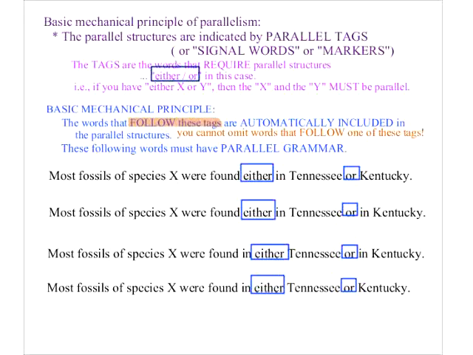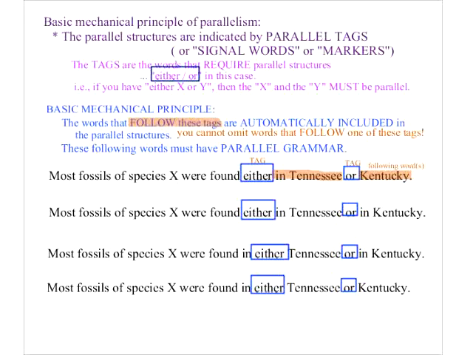So, for instance, this is a tag, or there is a tag, and then what are the words, or word or words, that follow that tag? Go ahead and type in the text box. So that tag is followed by Kentucky, just Kentucky. But then this is a tag, and what are the word or words that follow that tag? Indicate in the text box. That tag is followed by in Tennessee.